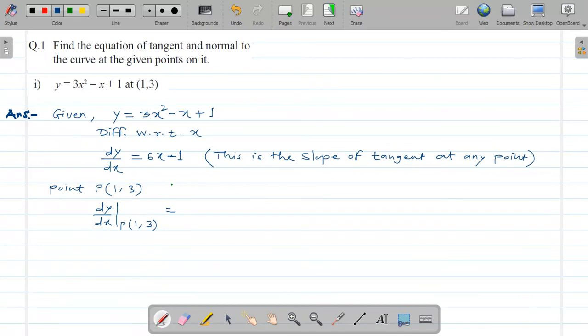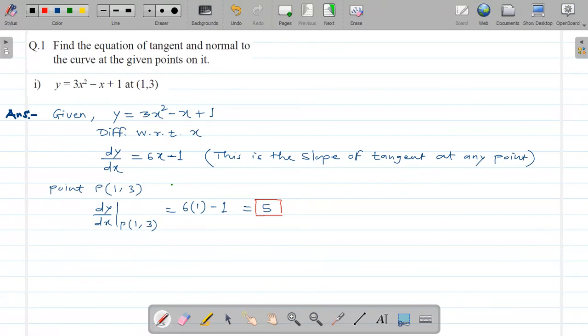You put the value of x as 1 and value of y as 3 in that 6x minus 1. So here it is only x, that's why we will put the value of x as 1 minus 1. That's why you will get, this is 6 minus 1, that is equal to 5. So this is nothing but the slope of the tangent at point 1 comma 3 to this curve. So remember, this is the slope of the tangent.